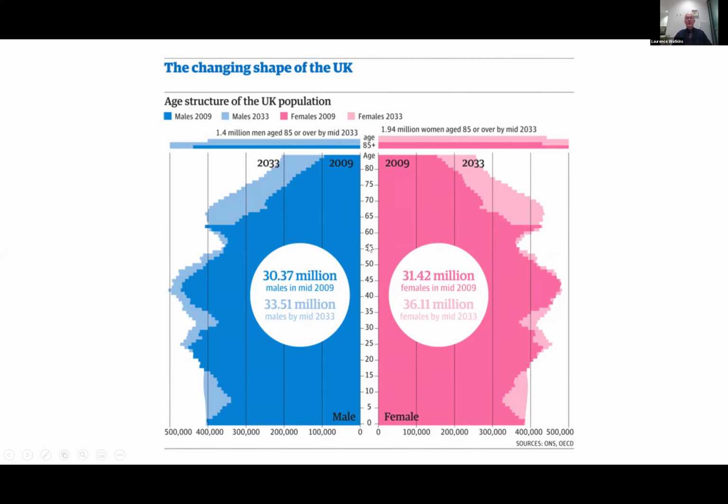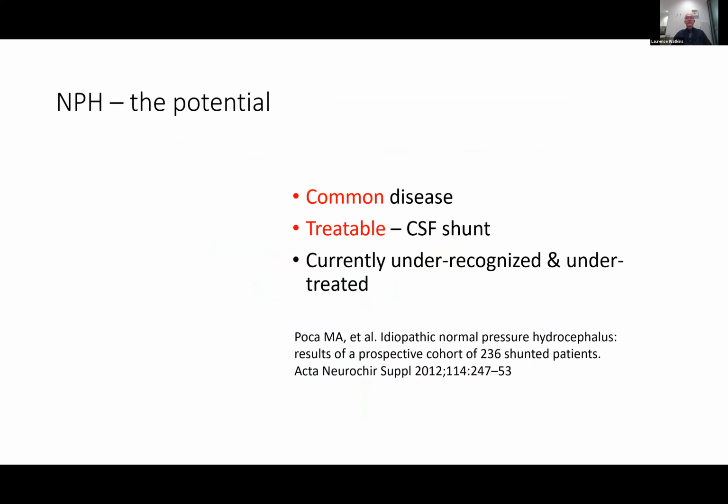So this is almost certainly going to happen, that we're going to get increasing numbers of people over 65, and particularly in these upper echelons, about twice as many over 80s as we're used to. So a common disease, it's treatable by a cerebrospinal fluid shunt. And at the moment, it's currently under-recognized and under-treated.